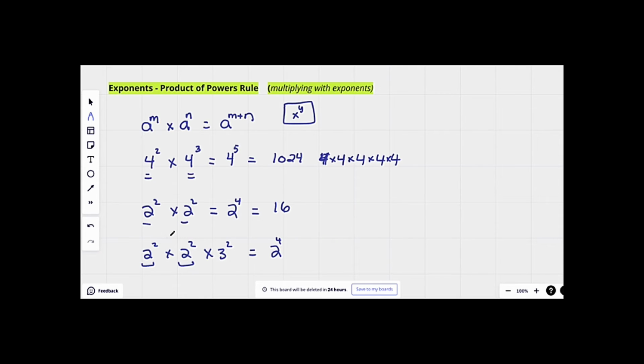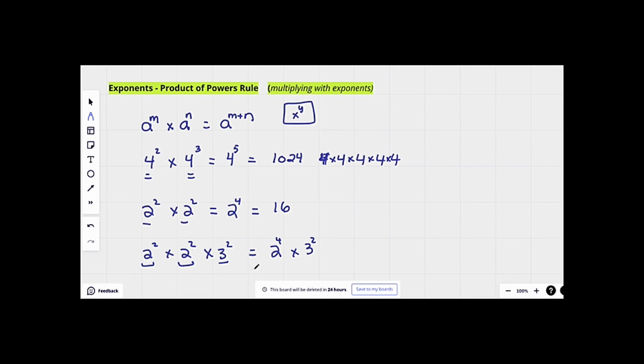So we've got a 2 here and a 2 here. 2 plus 2 is 4. So now we have 2 to the power of 4 times 3 to the power of 2. Now, why didn't we actually add this 2 to the other exponents? Well, because the base is not the same. So right here we have a 3, and right here we have two 2's. So the product of powers rule only applies when the base is the same. This is why we have 2 to the power of 4 now times 3 to the power of 2.